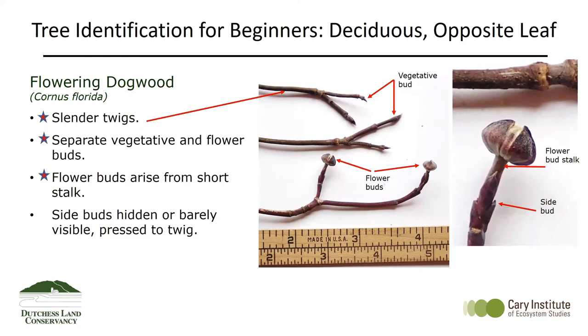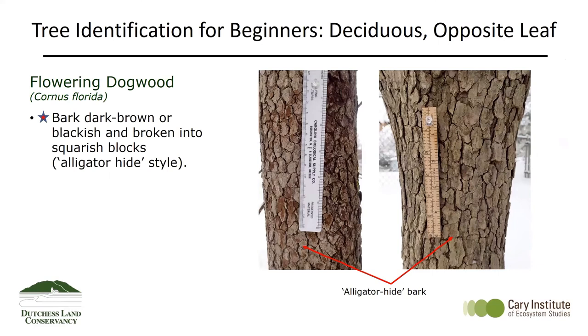I think the easiest way to tell flowering dogwood, again, is by looking at the bark. People describe the bark of this tree as having an alligator hide appearance. And you can see from these two photos that that's quite true. So it's easy again to see this and recognize these out in the forest as being flowering dogwood, a great little tree.